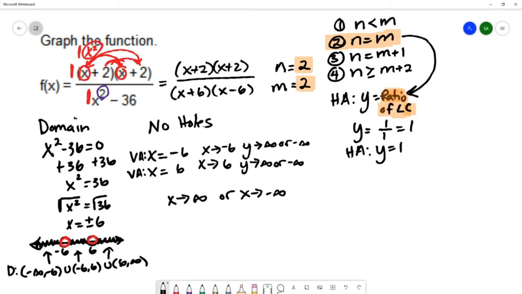So as x approaches infinity, or as x approaches negative infinity, y will approach the value of 1. That's going to tell us how to draw the graph. At the ends, y will be getting closer to a value of 1 as x goes to infinity and negative infinity.